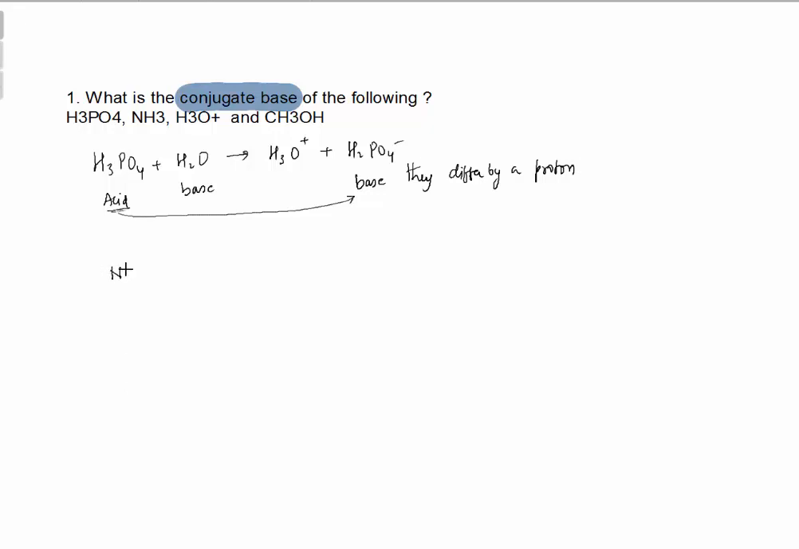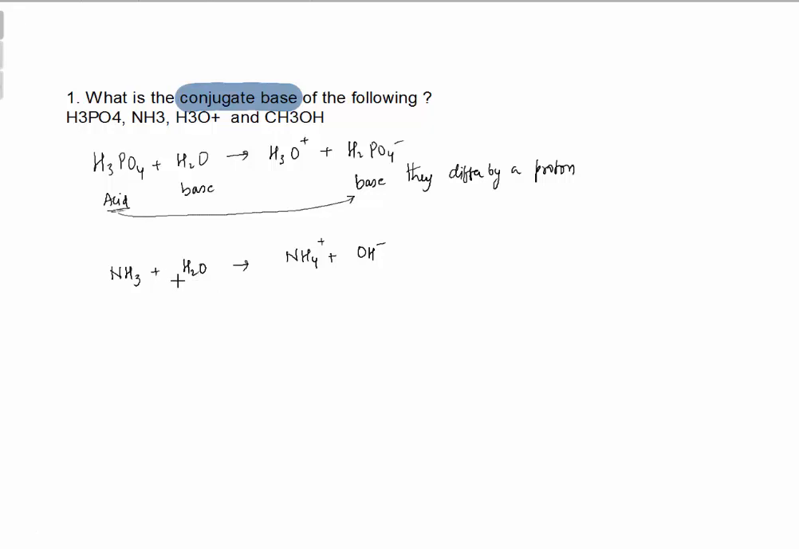Please remember, ammonia plus H2O gives ammonium ion plus OH minus. Now, please remember what the conjugate base is. The species which is formed after losing one H plus is called the conjugate base.